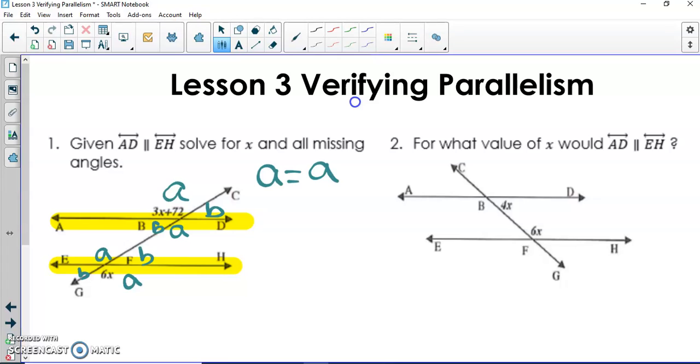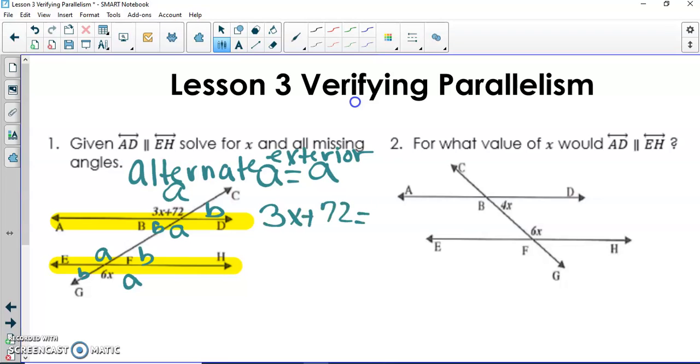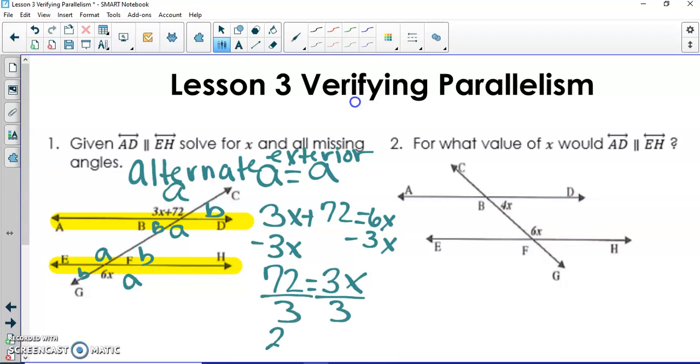These are actually alternate exterior angles, so I'm going to write that in here so that we remember, and they are equal to each other. So my equation would be 3x plus 72 is equal to 6x, and I'm going to solve this. I'm going to get rid of my 3x on this side and end up with 72 is equal to 3x. If I divide by 3 on both sides, I get 24 is my x.